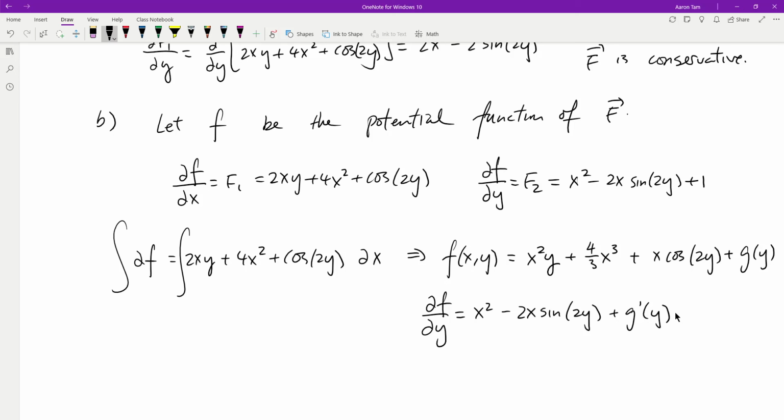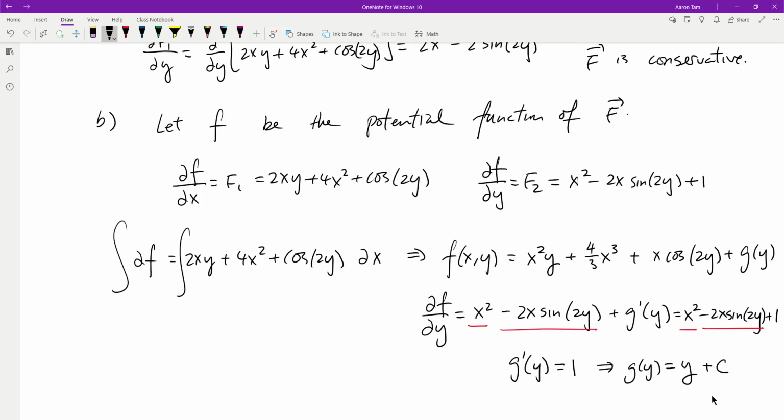And that has to equal x squared minus 2x sine 2y plus 1. So notice that we have the x squared and the x squared, and the minus 2x sine 2y and minus 2x sine 2y, and therefore that leaves me with just g prime of y equal to 1. If you do the problem correctly, you should always be able to get rid of everything except g prime of y, which then allows you to identify what g prime of y should equal. So g prime of y equal to 1, that's pretty simple. That means g of y must equal y plus some constant c.